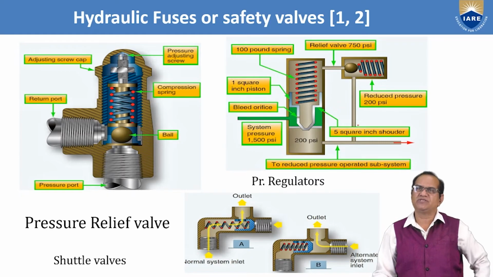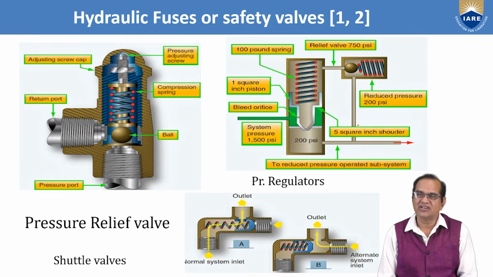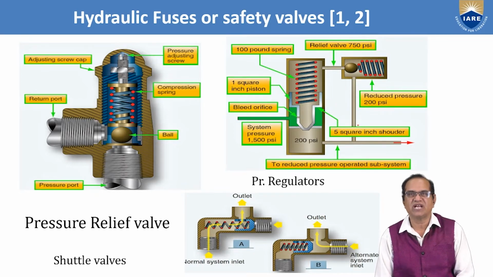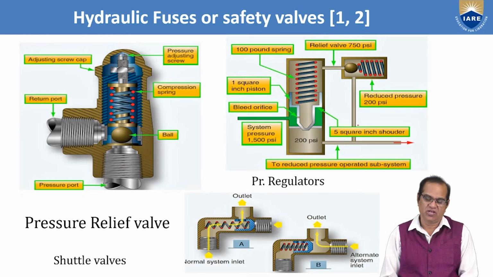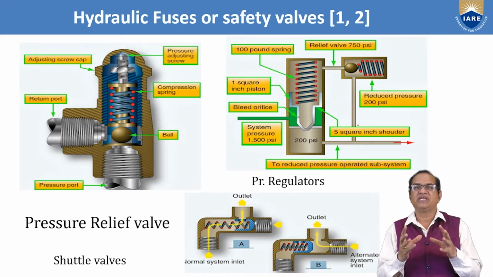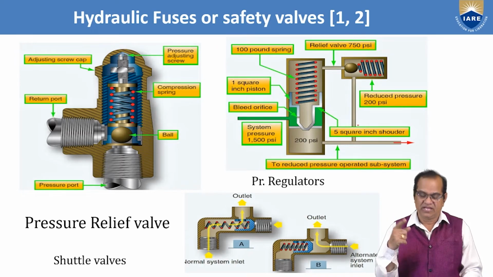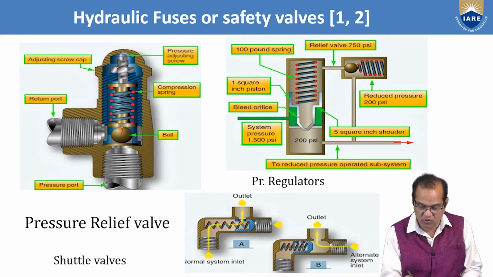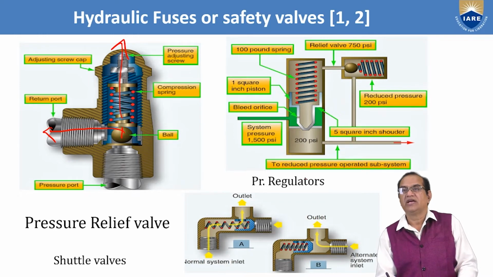Now we have the hydraulic fuses or the safety valves. Like the electrical system, in hydraulic systems also we have fuses. These fuses are called the pressure relief valve. If the system needs a certain amount of pressure and the pump is giving more pressure, this pressure relief valve will open and the excess will be released from here. And if it is only the required pressure, it will go to the output. Otherwise it will not.